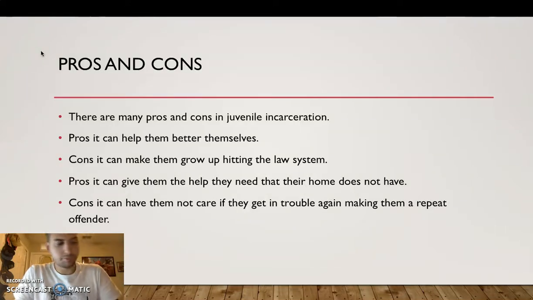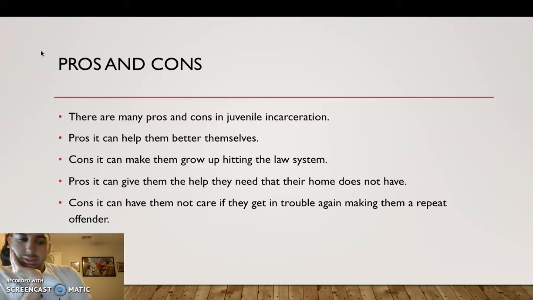So someone gets arrested, gets a juvenile rap sheet, all is bad with the world, and you're freaking out. This person will most likely try to never commit a crime again and try to do good. But another person can see this as, screw the system. I've already been arrested. I already have a rap sheet. I don't care. And they commit a crime anyways. Do I make sense? Another one is, a pro is they can better themselves, but a con is they could hate the law system. A pro is they can get the help that they don't have at home.